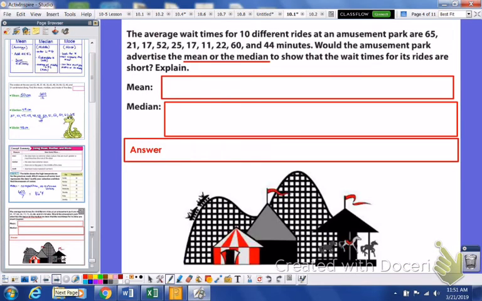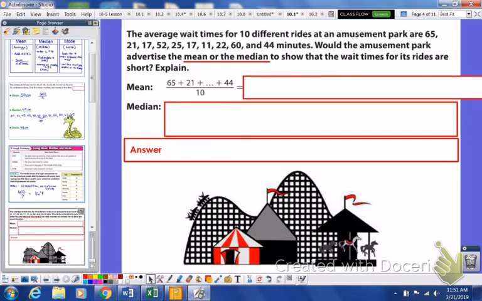All right, last one. The average wait times for 10 different rides at an amusement park are 65, 21, 17, 52, 25, 17, 11, 22, 60, and 44 minutes. Would the amusement park advertise the mean or the median to show that the wait times for its rides are short? Explain your answer.